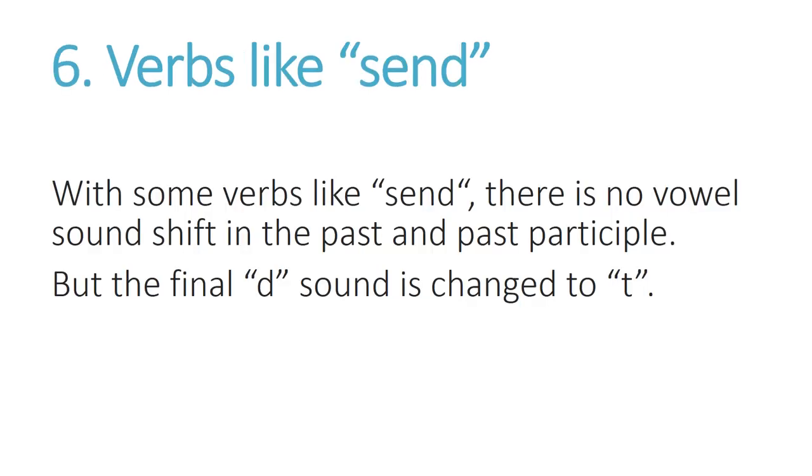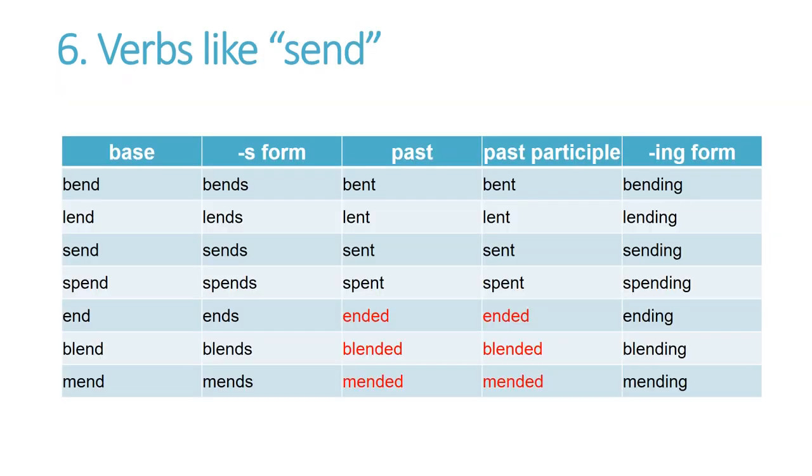With verbs like send, there is no vowel sound shift in the past and the past participle, but the final D sound is changed to a T. Let's look at some examples. Bend, bent, bent. Lend, lent, lent. Send, sent, sent. Spend, spent, spent.